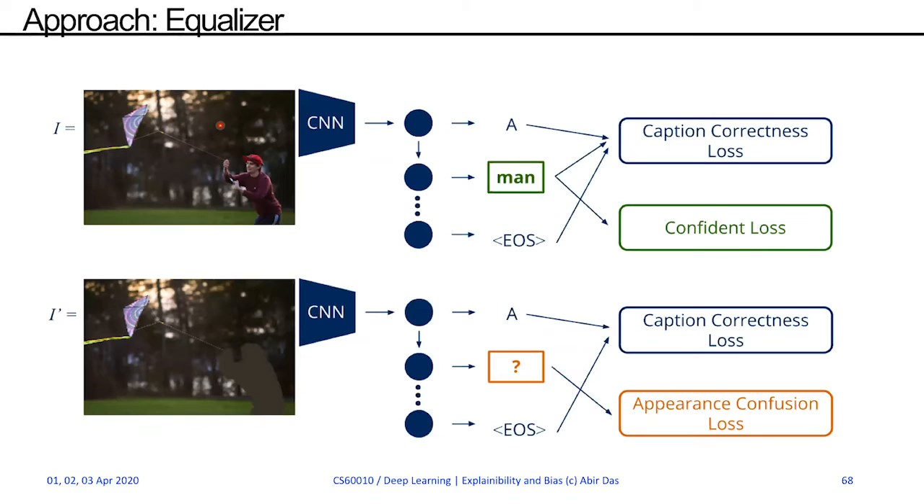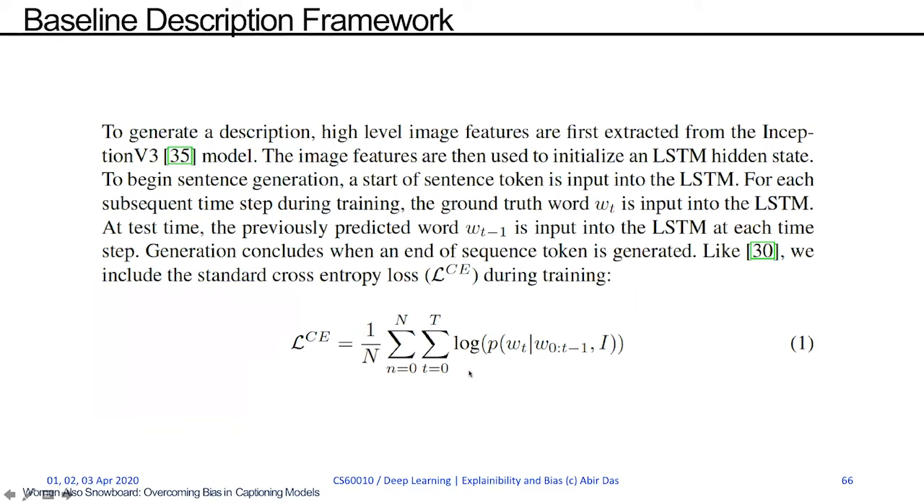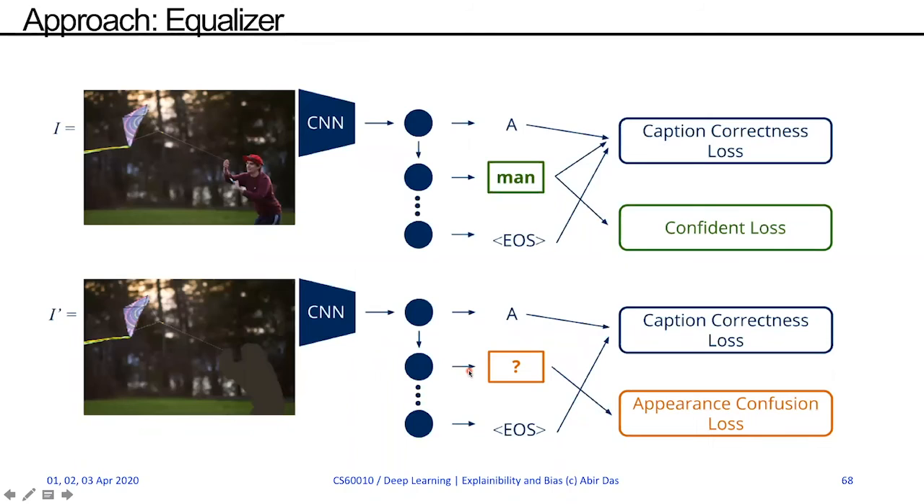This slide shows again the overview of the approach and the losses that are used. Details are coming in the next slide. For both the images, I and I prime, the masked and unmasked, a standard cross entropy loss is there. What the standard cross entropy loss does is it works for every word, from man till every word, then the end of sentence. Everything is coming to this caption correctness loss, I mean the standard cross entropy loss.